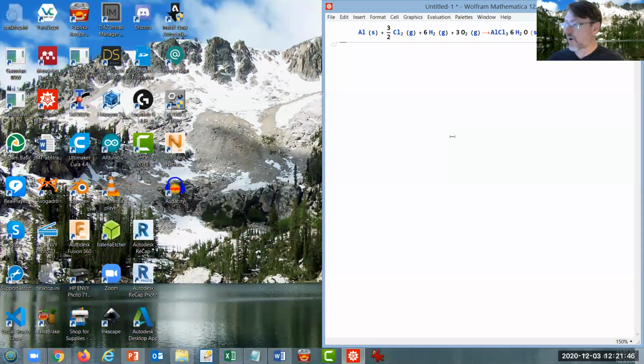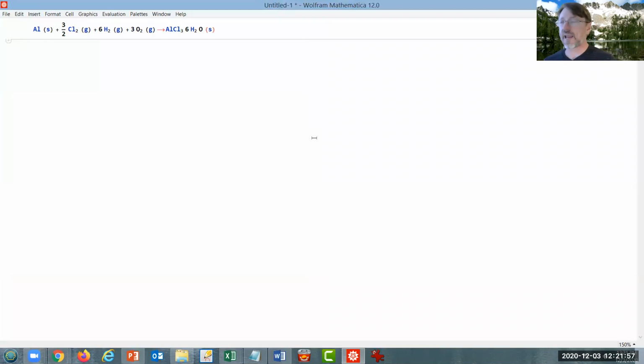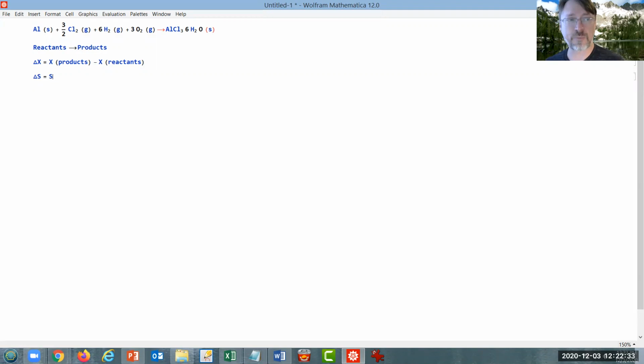Okay, so I think what's going on here is that there's some confusion about what we mean when we talk about a delta S. Whenever we are looking at any reaction, reactants going to products, for a delta anything for that process, what we mean is, delta X for whatever X is, we are meaning the X of the products minus the X of the reactants. So if we are talking about entropy, delta S of the process, then we are meaning the entropy of the products minus the entropy of the reactants.